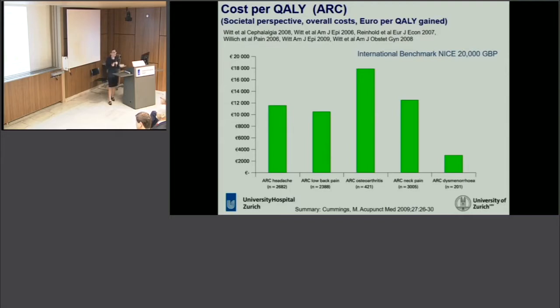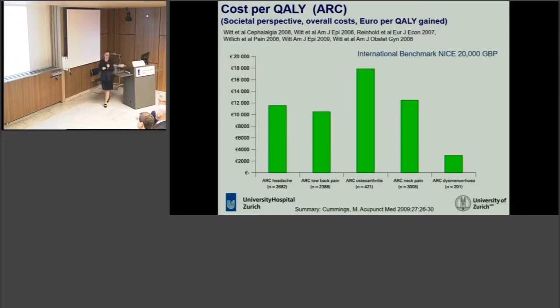So where is our benchmark? Are our benefits worth the money? So we have to have a kind of benchmark. We don't have it in Switzerland. We don't have it in Germany. Usually the UK was good in having it. Do you know where the recent benchmark is?